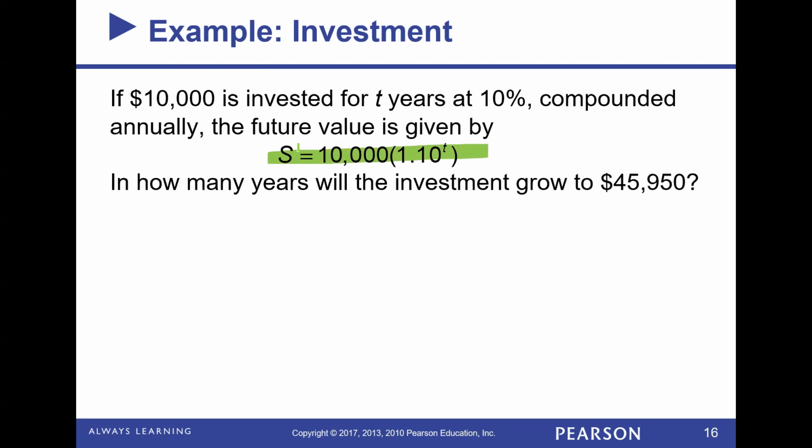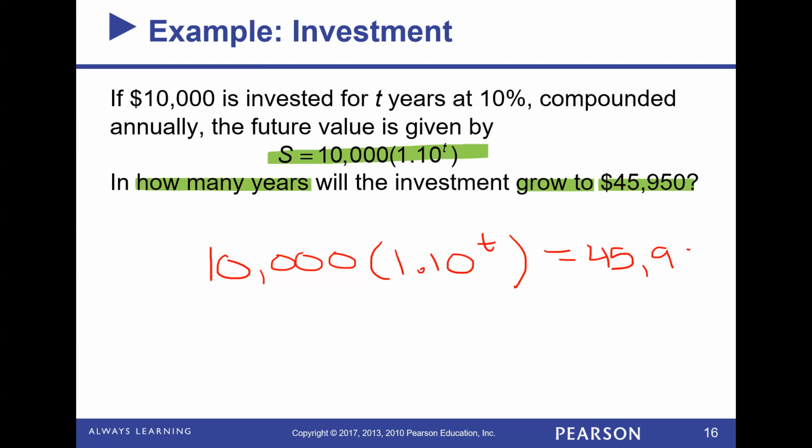But remember, S basically stands for the future value. And they said, in how many years? Y'all, that right there is time. That's t. That's what we're looking for. Will grow to this. Again, this is investment grow to. Grow to means future value, right? So right away, as I'm looking through this, I'm going, okay, well, if this is the formula, I've now basically taken this 10,000 times 1.10 to the power of t, and I'm going to let it equal that 45,950.